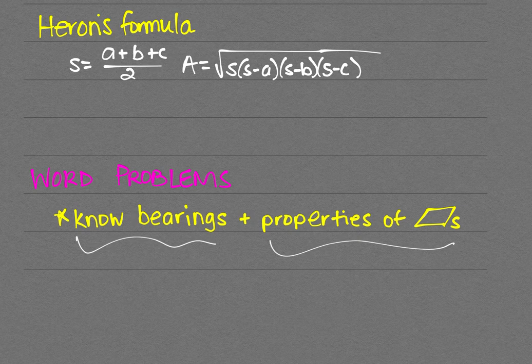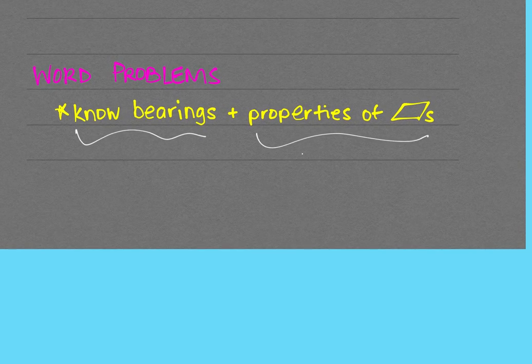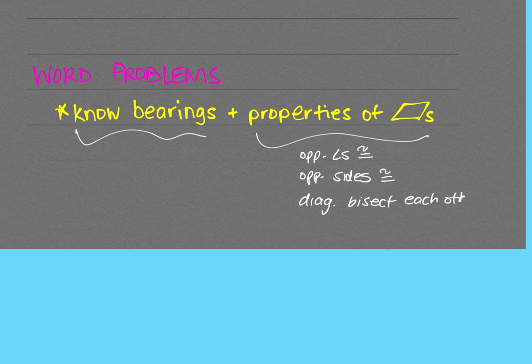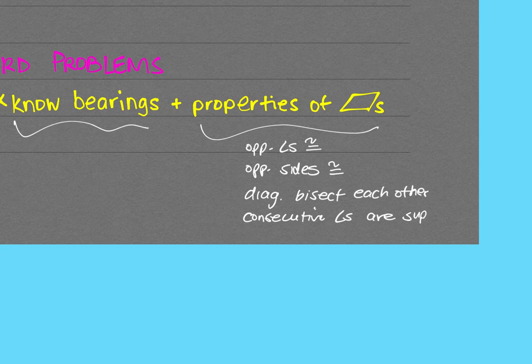And then the properties of parallelograms that we used in the homework: opposite angles are congruent, opposite sides are congruent, diagonals bisect each other, and consecutive angles are supplementary. Those are the 4 properties. And you'll see there's a practice problem on the quiz review for you to do.